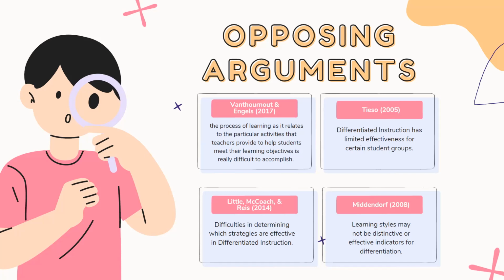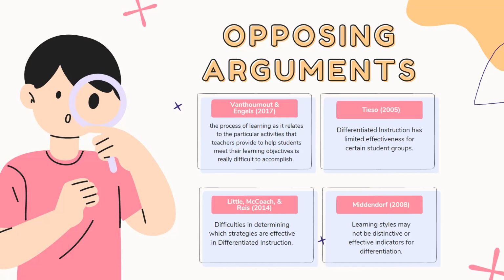Differentiated instruction may have limited impact in improving certain academic skills. Little, McCoy, and Rice found that while differentiated instruction was effective in improving reading fluency among middle school students, it did not have the same impact on reading comprehension. This suggests that the effectiveness of differentiated instruction might vary depending on the specific academic skills being targeted.